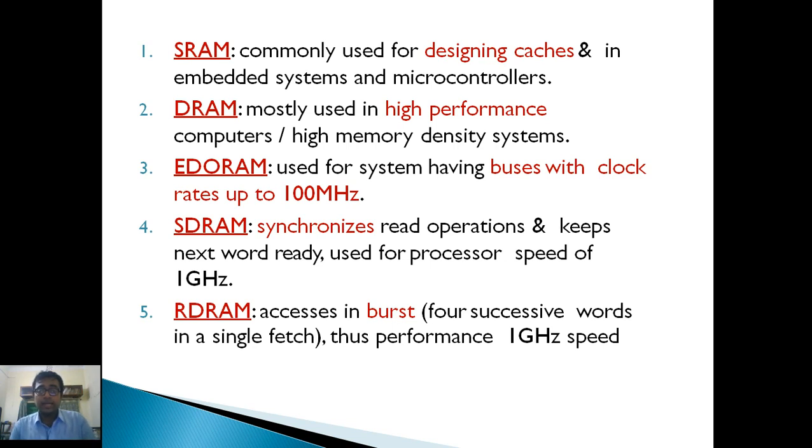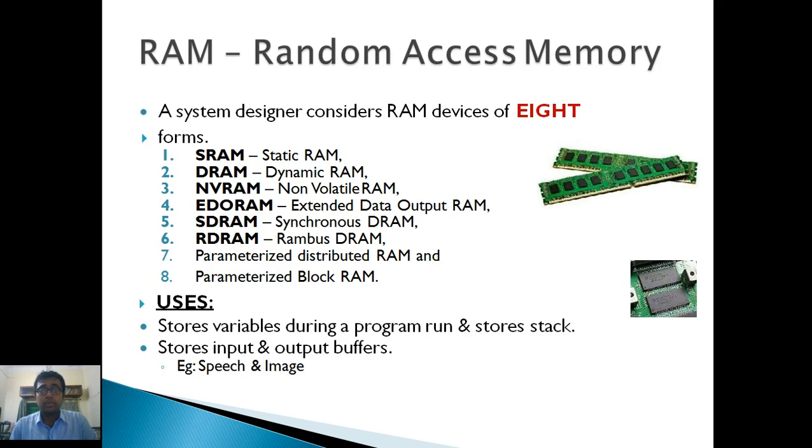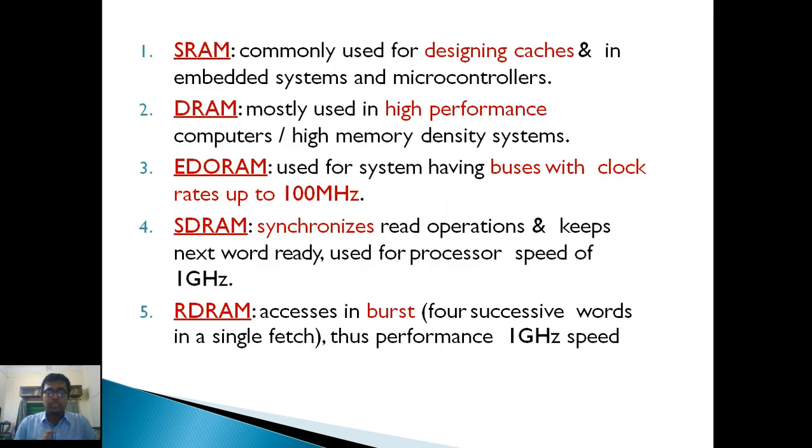RDRAM. Access in burst for successive words in a single fetch. Thus performance is 1 GHz speed. This is also being used for high speed access, high speed performance. For high speed performance we use this kind of RAM, which is known as RDRAM. It's a RAM bus RAM. The RAM bus dynamic RAM is used for burst mode, for 4 successive words in a single fetch. If we have to fetch 4 successive words, RDRAM helps the processor to process faster.